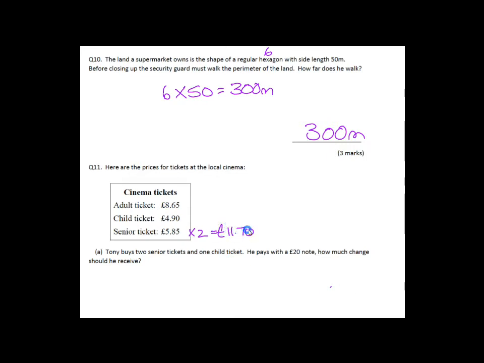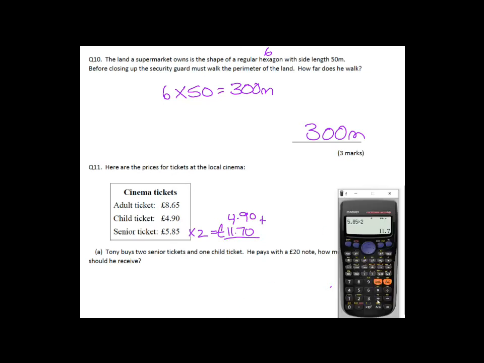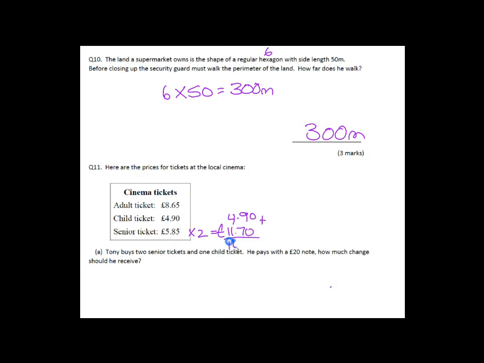So that's £11.70. And then the 1 child ticket at £4.90. I'm going to add these together, and that gives us £16.60 as the cost for the tickets.